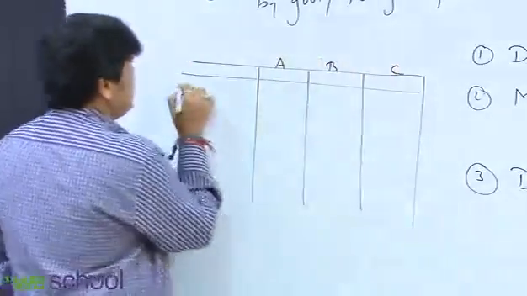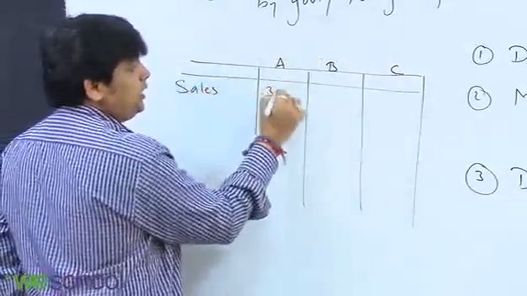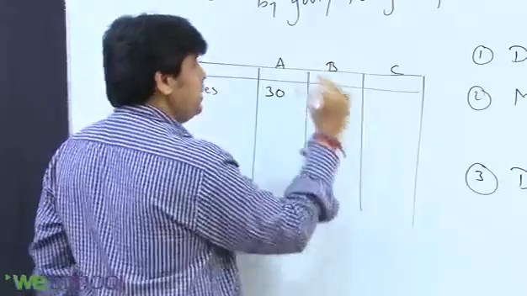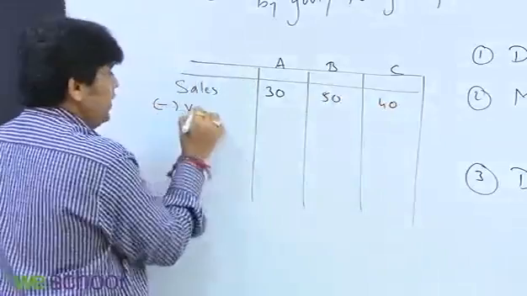Now this is sales per unit. The selling price per unit is 30. The selling price per unit is 50. The selling price per unit is 40. Less the variable cost.